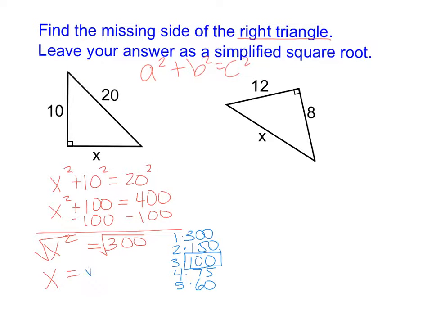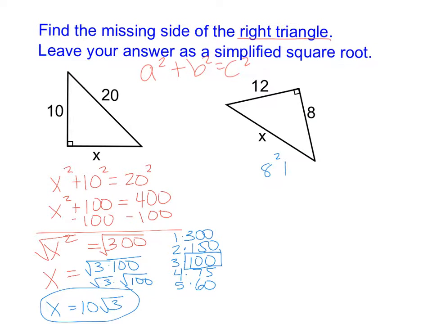So this one is the square root of 3 times 100. The square root of 3, square root of 100. So we end up getting the square root of 100 is 10, so 10 root 3. And that's your simplified answer. All right, last one. Pause the video and try this one on your own.